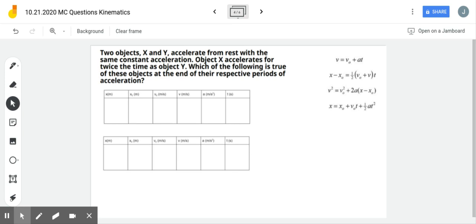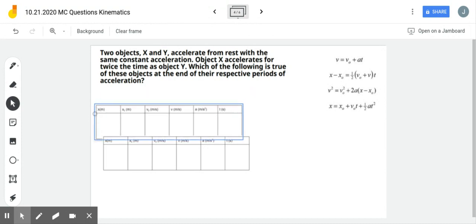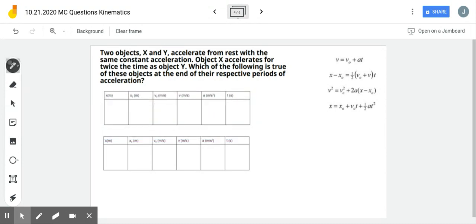Here's the question about the two objects with the same acceleration. So here we go. We've got two objects, x and y, that accelerate from rest. Okay, so that means v naught equals 0, with the same constant acceleration. So we'll call that a.